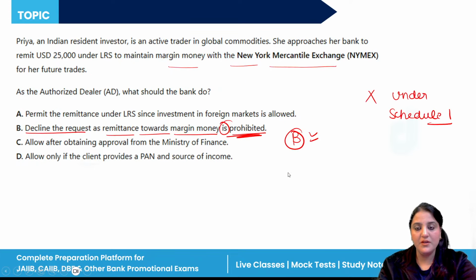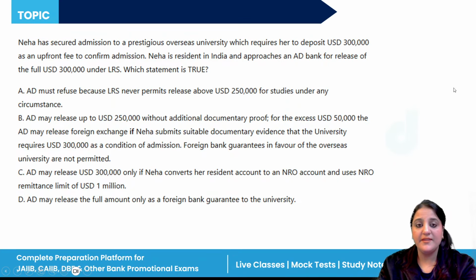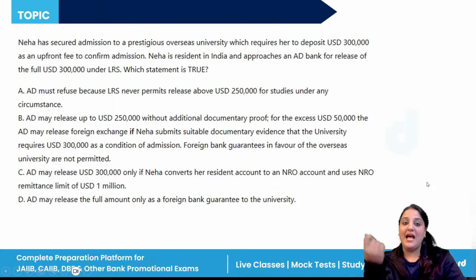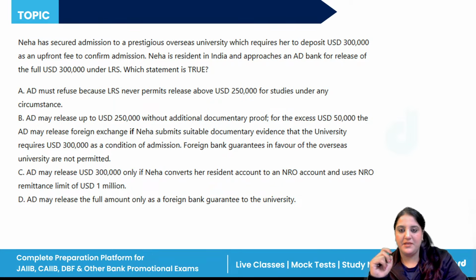No, in this one option B is correct. Margin money is prohibited, so A is not correct. Option B is correct, because margin money is still not allowed by the RBI. Why? Because they are speculative and volatile capital outflows. That's why RBI restricts margin payments. Right? In this one, what will happen? There is confusion between A and B, right? Which option is correct, option A or option B?